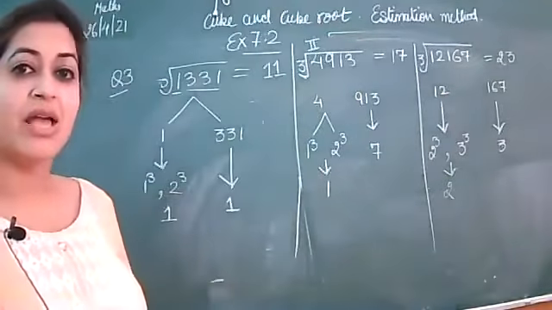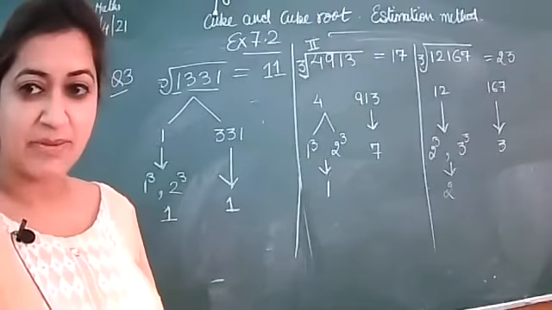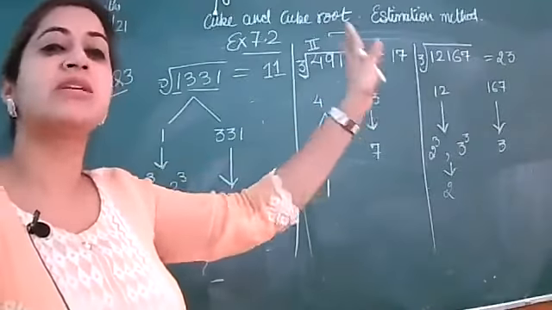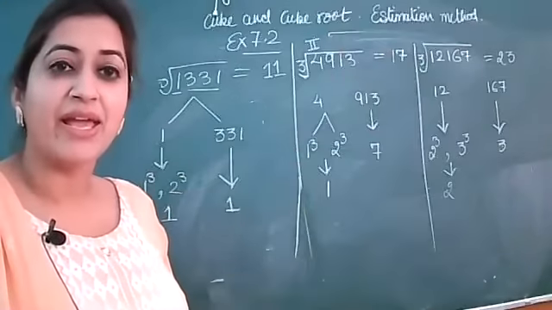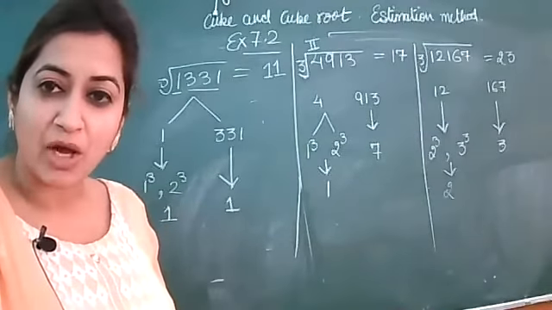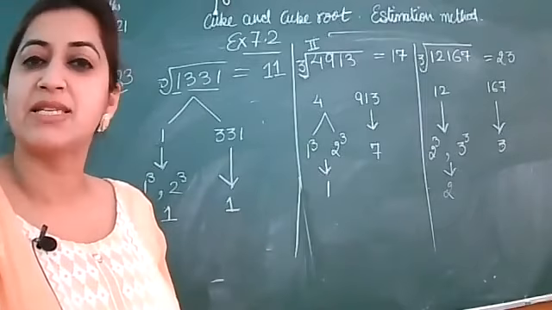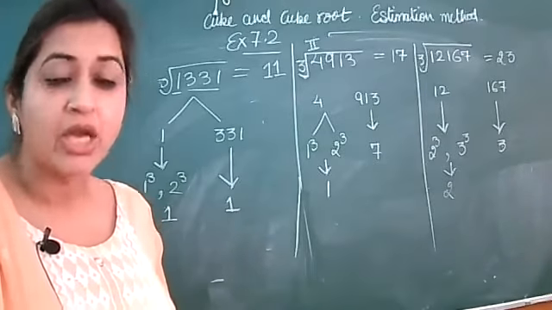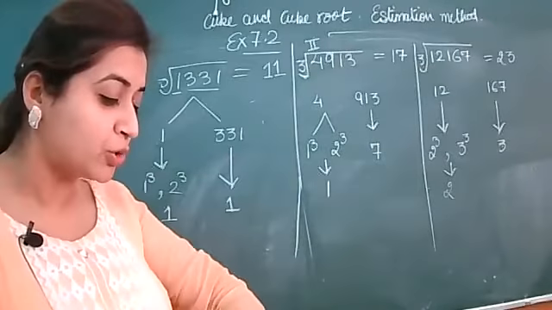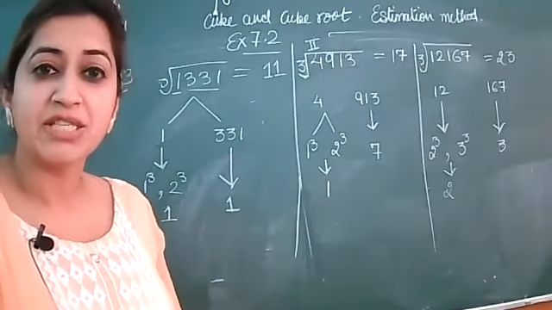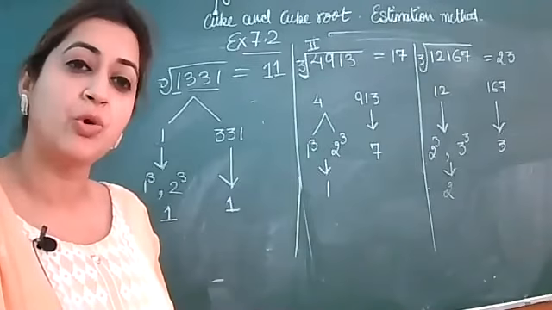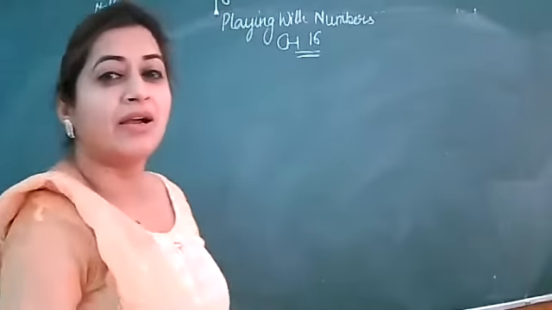Any doubt, beta? Beta, this is just the estimation. If you change any one digit in the middle, the answer will still be the same. That's why this method is not reliable. It is only for the 1 mark question when you have to just estimate the answer. Otherwise, you will not use this method unless you are told to do so. Okay, beta? So when it is mentioned, then you will go for this. Otherwise, you will do prime factorization only.